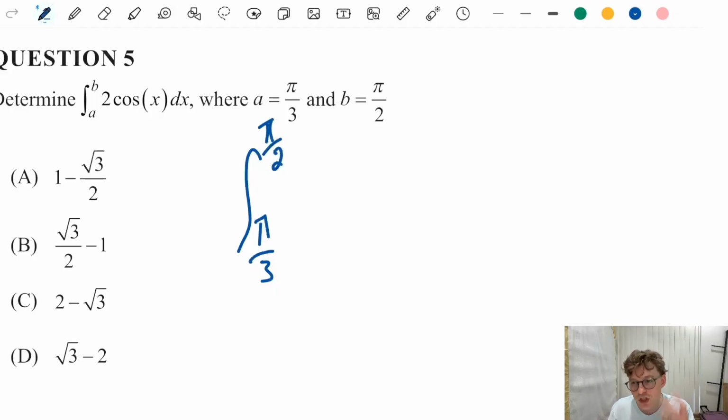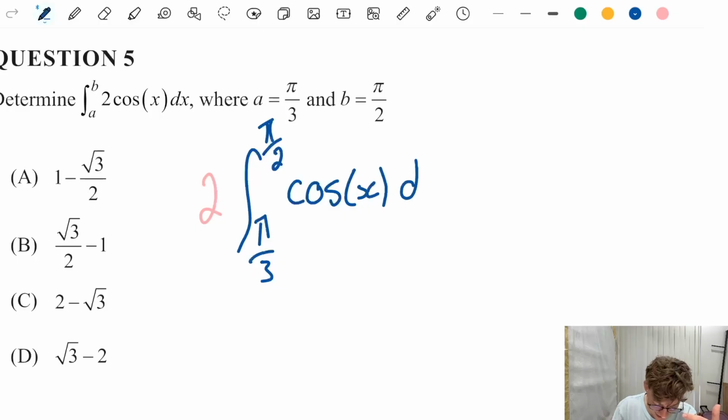Now, the 2 in front of my cosine x is not something I'm going to be integrating. It is essentially a constant, so I can take it out as a common factor. I can put it at the front of my integral sign. So really all I'm having to do is integrate cosine x dx between those two boundaries. I can bring that 2 out the front, just to increase my chances of getting the right answer by a little bit. If you don't put the 2 out the front, this question should be pretty straightforward either way.